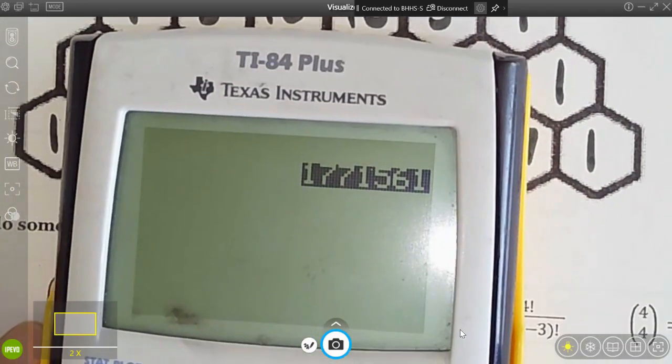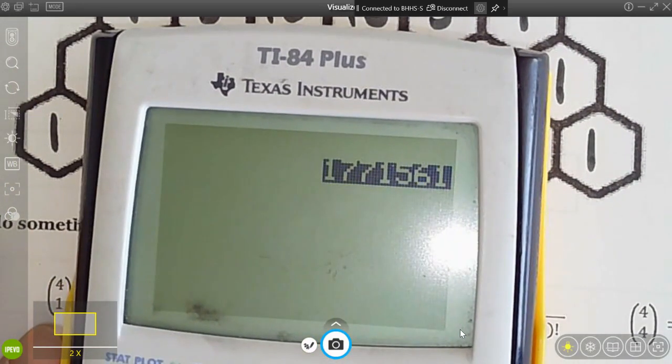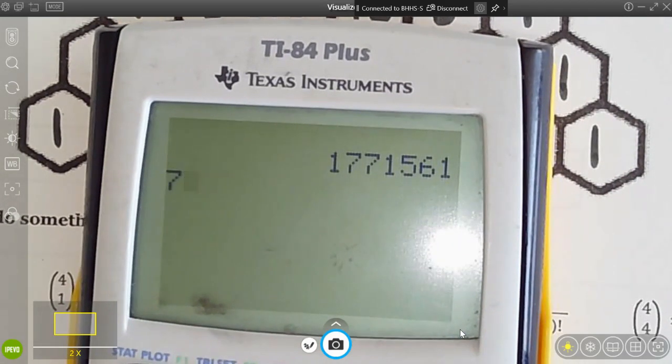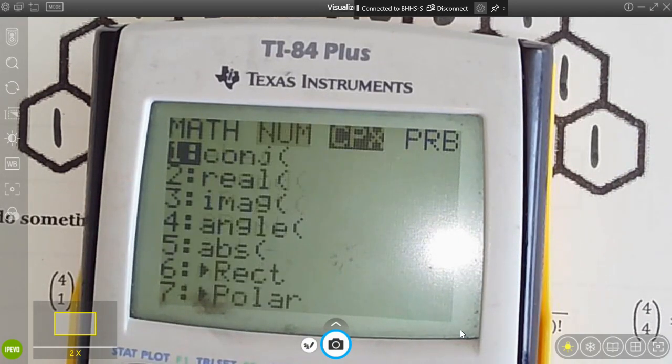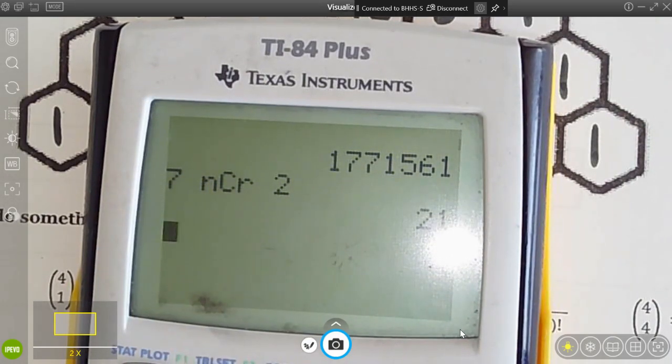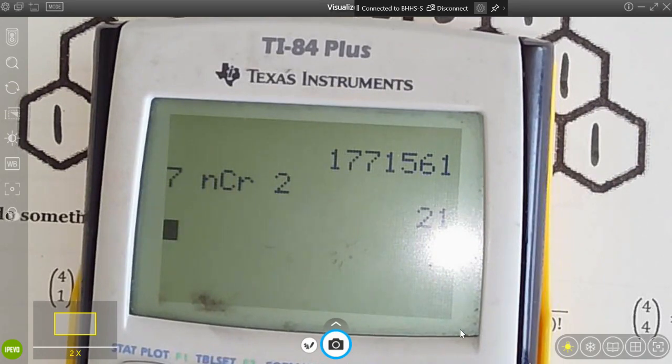If you have the old operating system, if yours didn't work, look up here. It's probably because you have the old operating system. What you're going to do is type in 7. So you're going to put the first number first, and then hit math and go to probability. Choose nCr. So you'll see 7 nCr and then 2. And now it works. Okay?